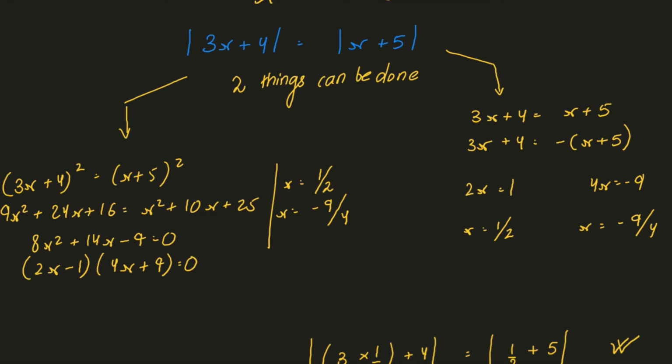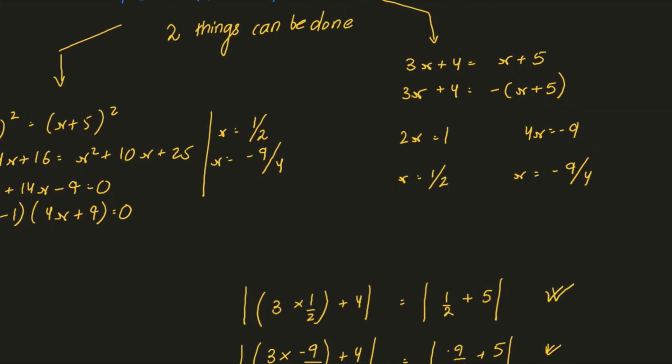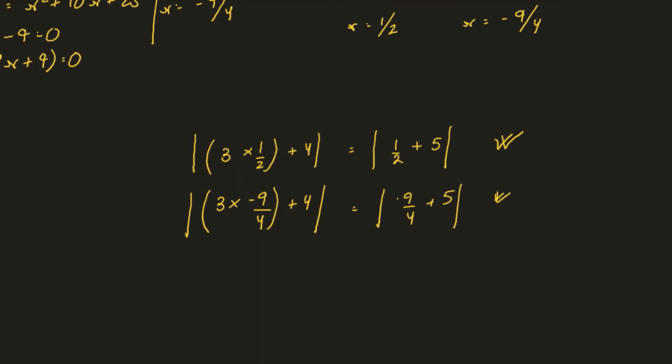3x plus 4 is equal to x plus 5, or 3x plus 4 is minus of the entire thing, which is x plus 5. And similarly, by using this, you're also getting two values of x, which are 1 upon 2 and minus 9 upon 4. So here you can see that we've checked, and if you input all of this into the calculator, you'll see that both of the sides are equating to each other, and therefore both of these solutions are correct.